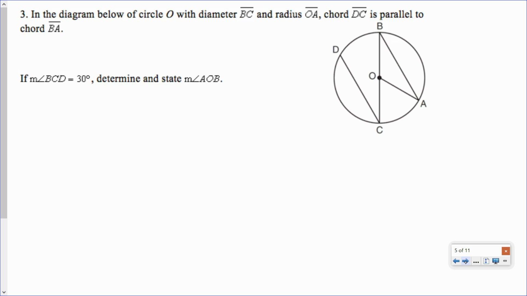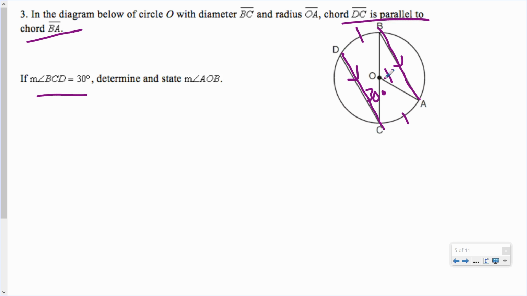In the diagram below, chord DC is parallel to BA. So DC is parallel to BA. If DC is parallel to BA, I want you to mark off what we know. I'll give you 10 seconds to do that. If DC is parallel to BA, then the arcs between them must be congruent, so I'm going to mark that. Now it's telling me that BCD is 30, and it's asking for angle AOB.